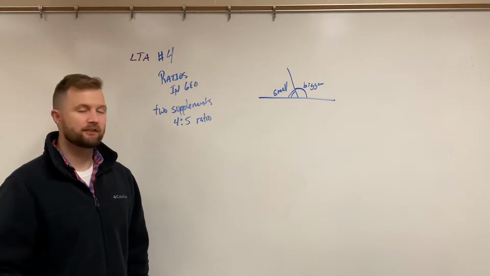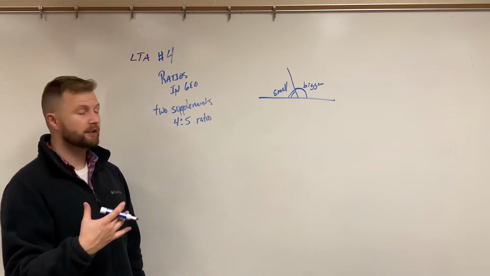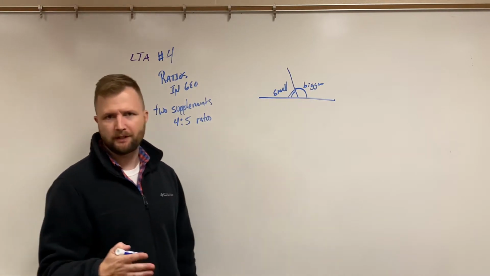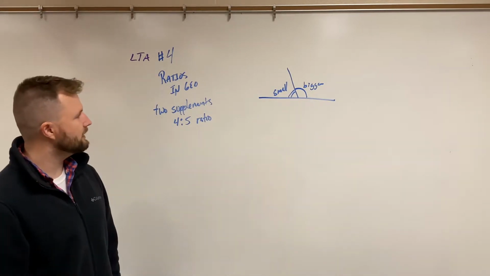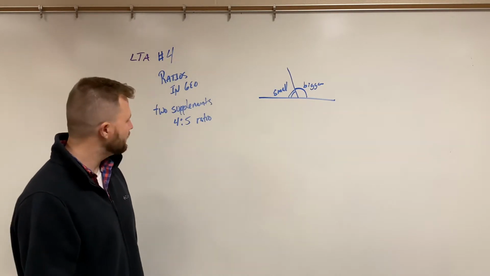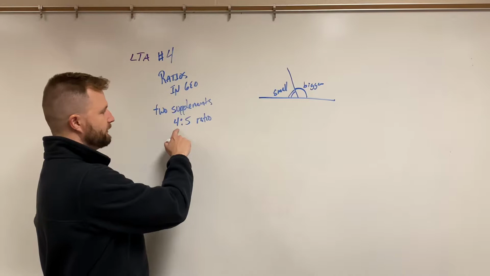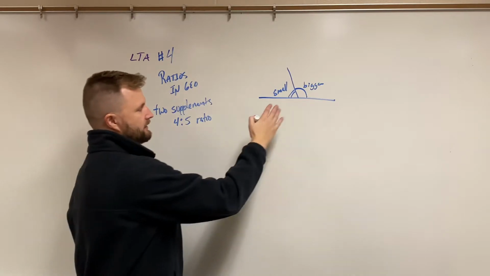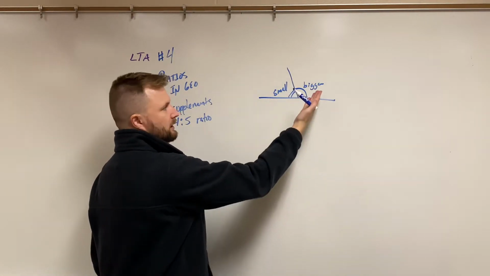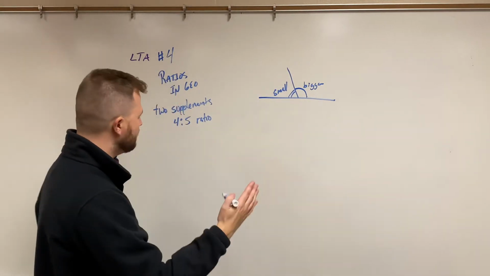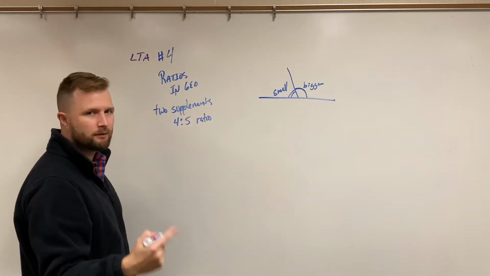Last but not least, short and sweet, ratios. This was a bonus on the first unit test, but it's this idea of using ratios in geometry. So it says we have two supplements that are in a 4:5 ratio. So you have one that's smaller, one that's bigger, but you know they add up to 180, two angles, and they're supplements to each other.